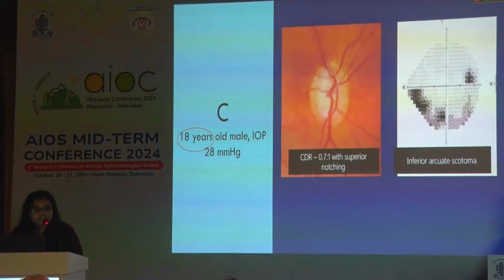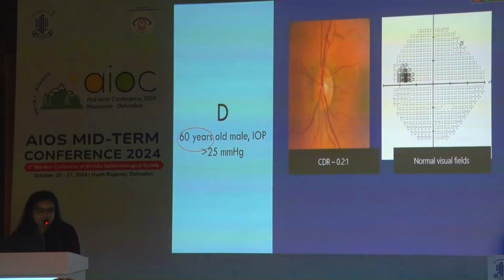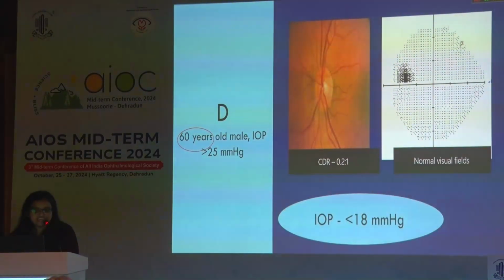For the third case, the age of this patient is 18 years, a young male, and age is an important factor for determining the target IOP. For this mild to moderate case, the target IOP is less than 15. This is our fourth case, a 60-year-old male with raised IOP but normal disc and visual field findings. It is a case of ocular hypertension. What is the target IOP for this case? It is less than 18.